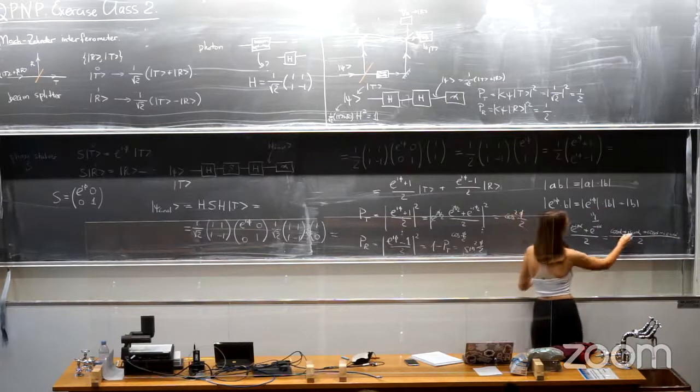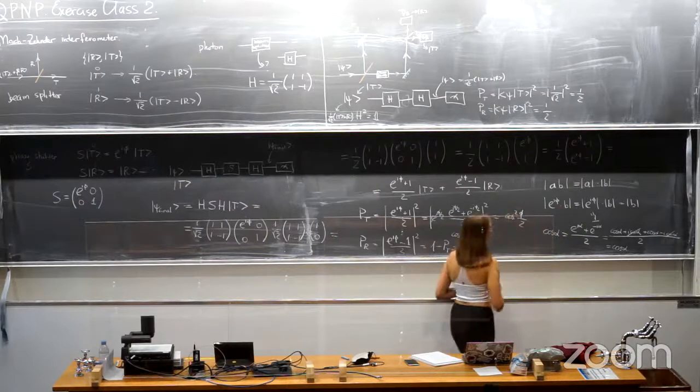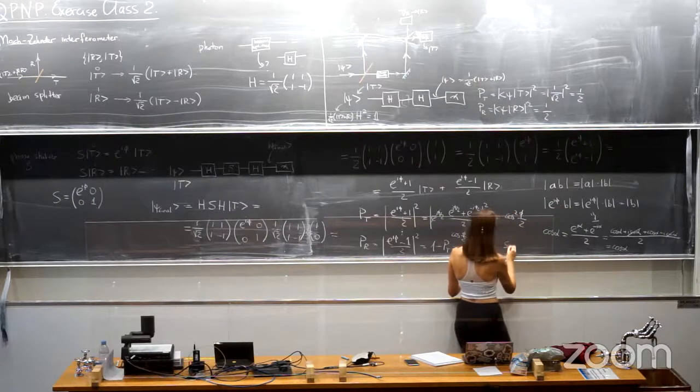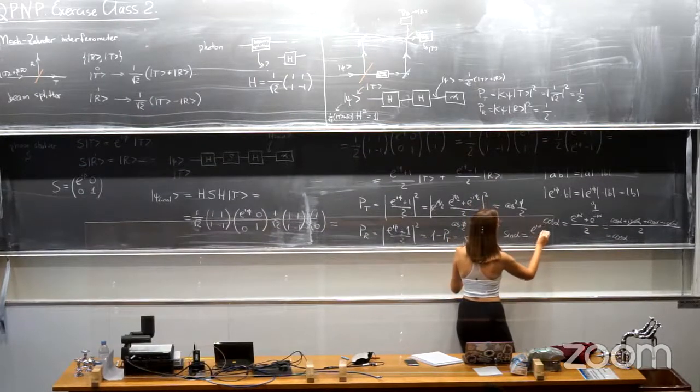Then the i sine alpha goes away, and you're just left with cosine. And it's the same for sine, except you would have e to the power i alpha minus e to the power minus i alpha over 2i.